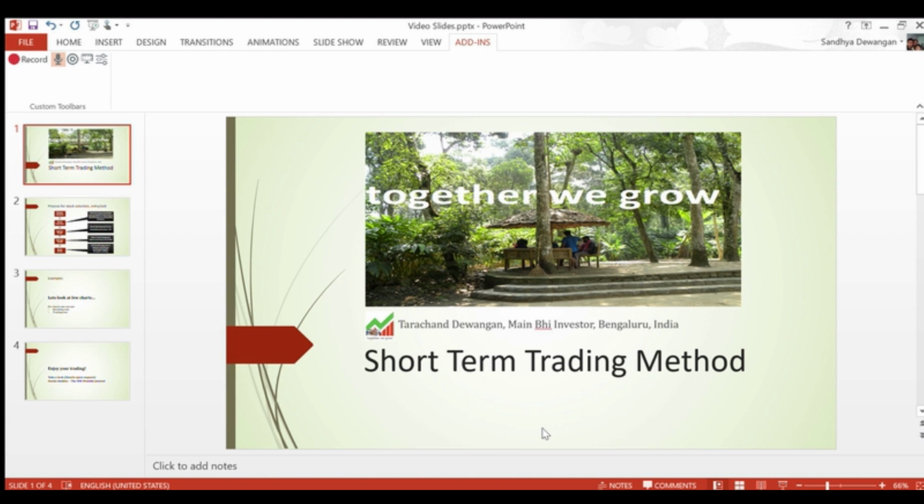Today we are going to talk about our short-term positional trading method. Please understand we are talking about only the short-term positional trading method. Going with our follow the trend philosophy, we will be trading only on nicely uptrending stocks. I repeat, nicely uptrending stocks. We are going to be very choosy.